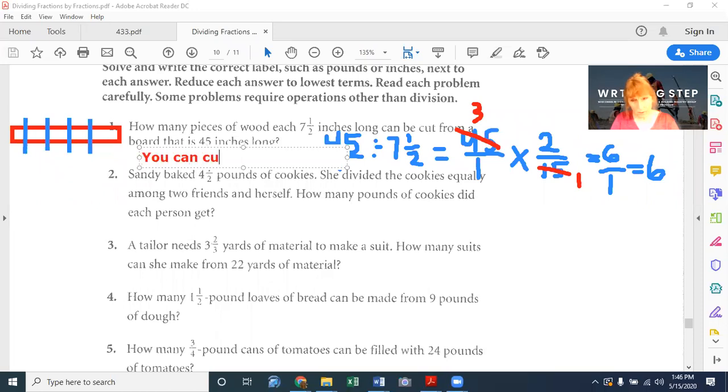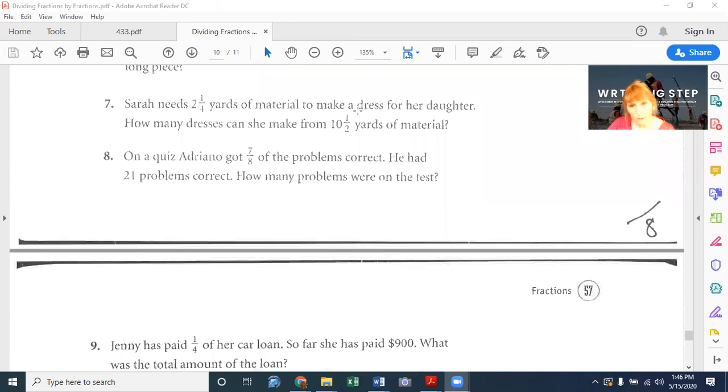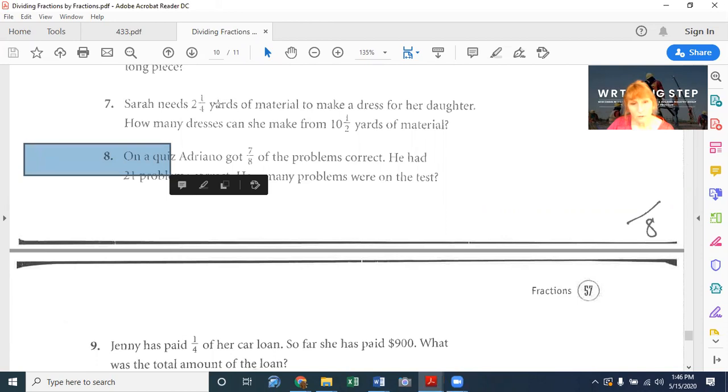You can cut 6 pieces of wood. Okay. Let's try number 7. 7 is a good one. Roll down a little bit here. Maybe I can put my... oh, I didn't want that. I wanted a white box.